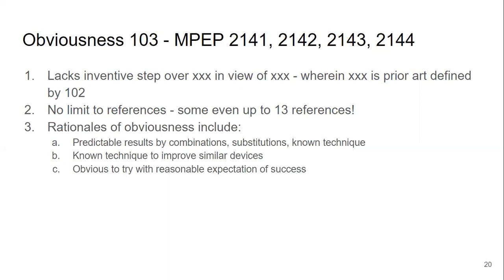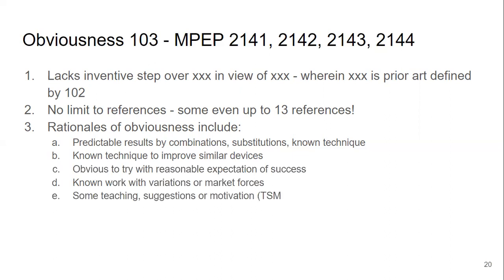So if I'm switching out peanut butter for almond butter, that's a pretty obvious switch, which would have probably some success in a sandwich. If there's known work with a variation or market forces. So if it's something like, this would be an effective treatment for cancer, it might be like, well, that's kind of obvious that this is a treatment for cancer, and that's something that's obviously needed by market forces. And so this would have been an obvious transition in that case.